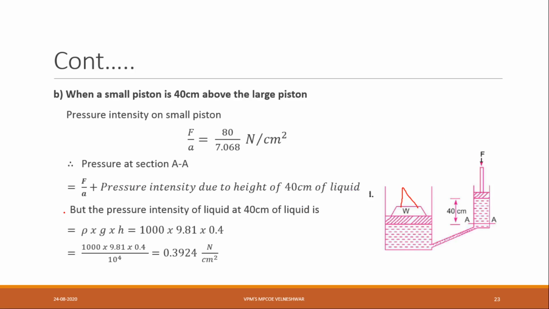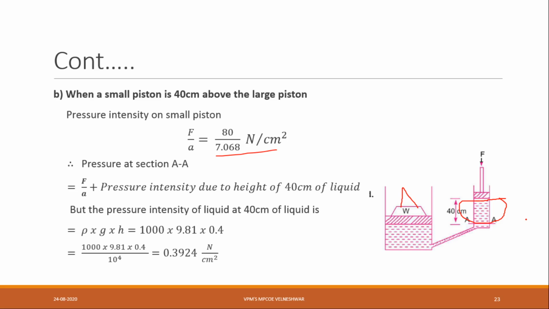Now similarly we have to find out the weight for case B, that is when the small piston is 40 centimeter above the large piston. Pressure intensity on small piston F by A is equal to 80 divided by 7.068. That is constant. Now pressure at section AA is equal to F by A plus pressure intensity due to height of 40 centimeter. Here some 40 centimeter of liquid is there. For that also we have to find how much pressure it is.